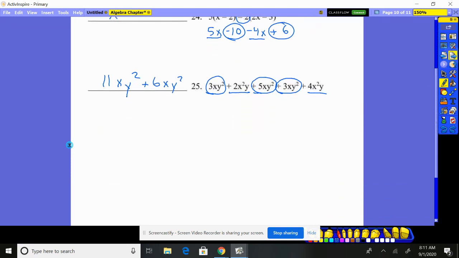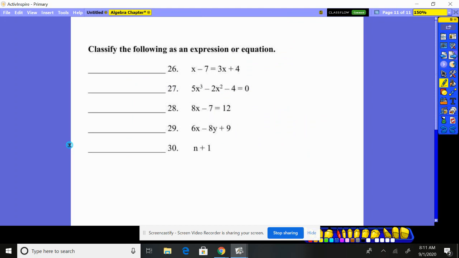All right, and now to the easier things. Classify the following as an expression or equation. Remember, an equation has an equal sign. There's an equal, there's an equal, there's an equal, not. So those that have an equal sign are equations. So this is an equation, this is an equation, this is an equation. He does not, therefore he is an expression. No equal sign on 30, so he is an expression. There's practice test 2 for you. I hope that helps.